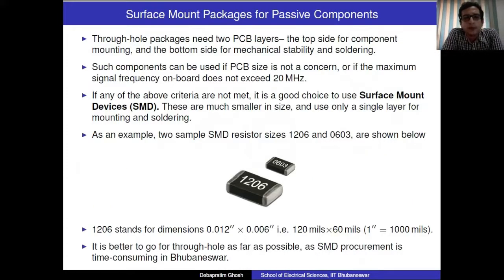Now, although we have used these through-hole packages, one small drawback of them is that when you are mounting these on a PCB, you need two layers. One side for the component to mount and the one side for soldering. Let me give you an example.